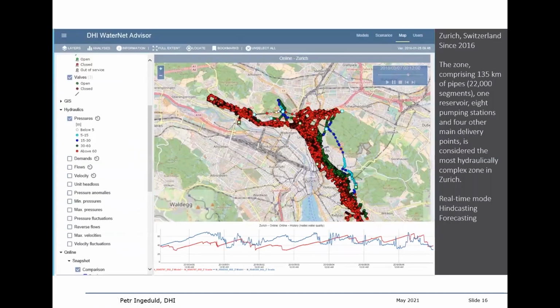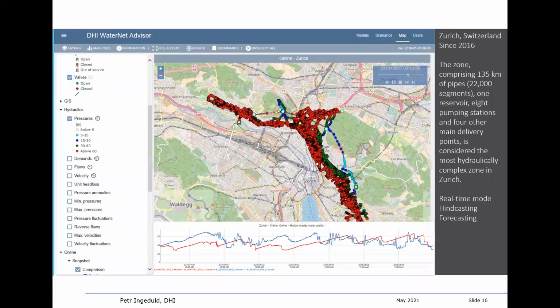I selected several of our implementations. There is one which was developed in Zurich in Switzerland, and this one has been operational since 2016. What we do here, we develop a hydraulic model and we update the model, but the primary goal of this digital twin is to simulate water age in real time, which was more difficult than we thought originally.